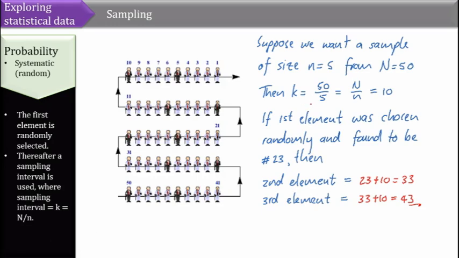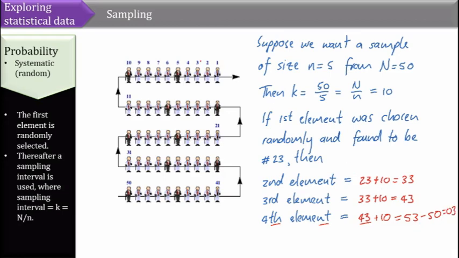Now I need to do this 5 times because I want a sample of size 5. Now if I do this again, then the fourth element that I select, or the fourth person that I select, will be 43 plus 10. But that's going to give me 53. I don't have 53 people here, I've only got 50. So what we do is, we'll take 53 and we'll subtract 50, which is the population size. And that will give me 3.